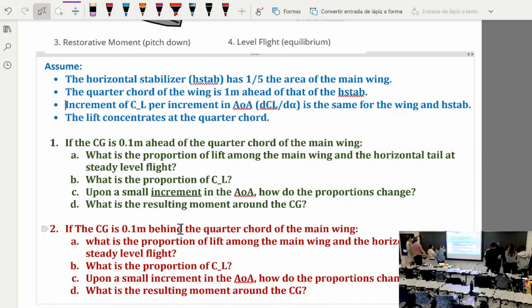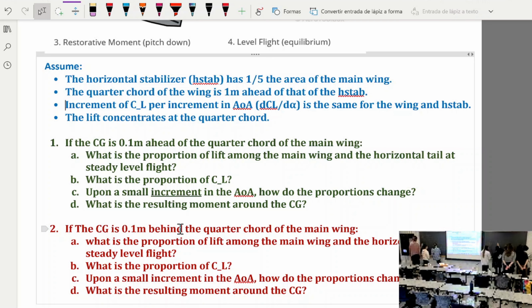Oh, so are both of these CL positive? Wait, hang on. Yeah, this one has to be negative, right? So when you pitch up, the positive is going to become even more positive. The negative is going to become less negative. All right, this is good.